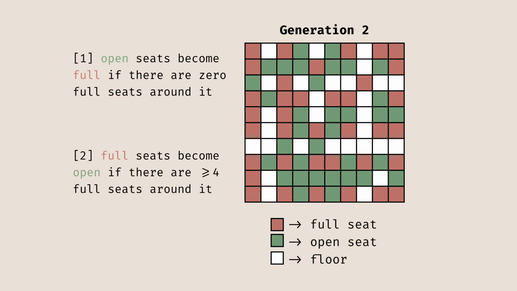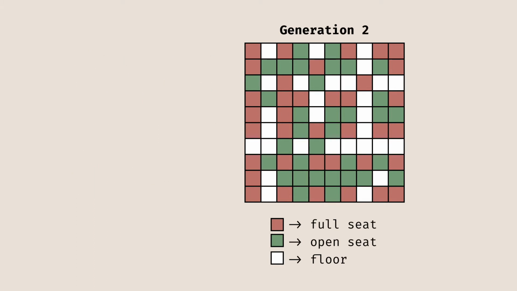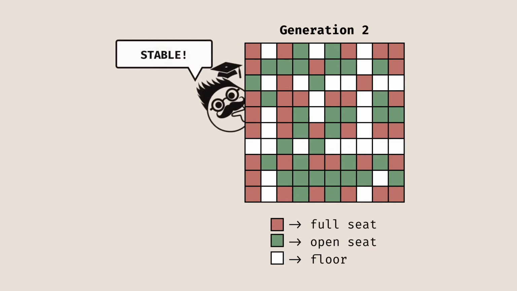So there are actually no further changes from here. In other words, we can consider this new grid as stable, right? It's not going to change any further. And so here's our overarching question for part 1.